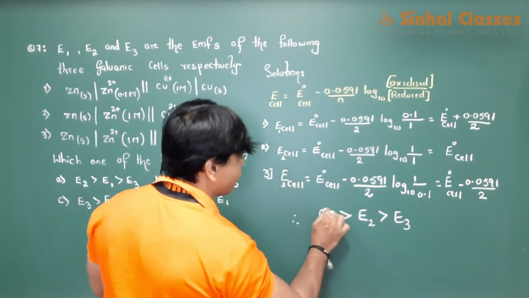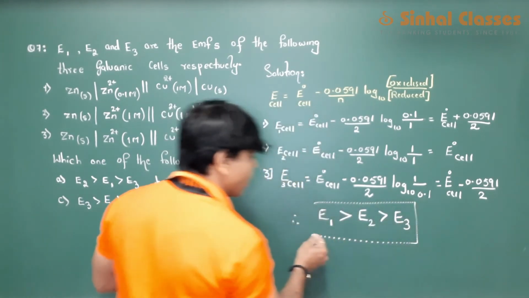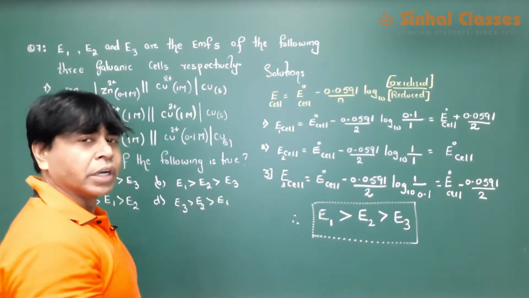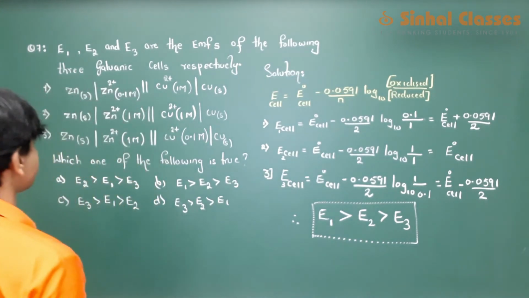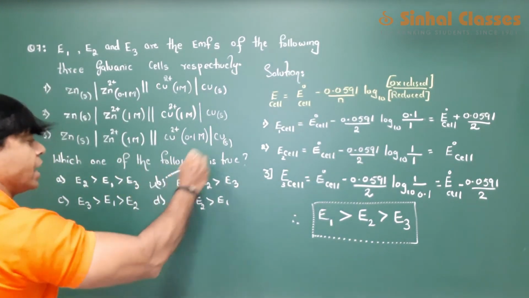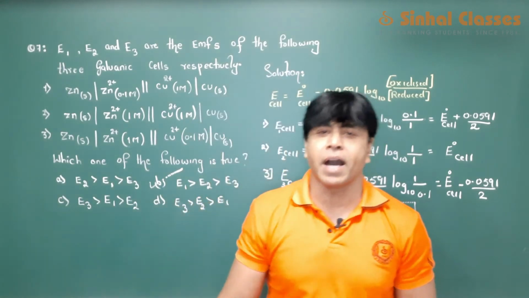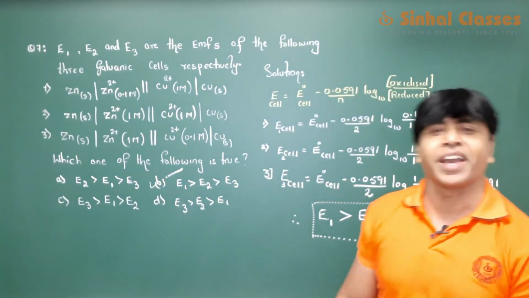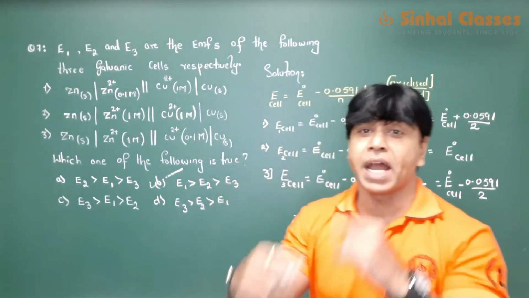So your answer for this question is E1 greater than E2 greater than E3. So the answer for this will be B. B is the correct answer for this question. Okay, let's go for the next one now.